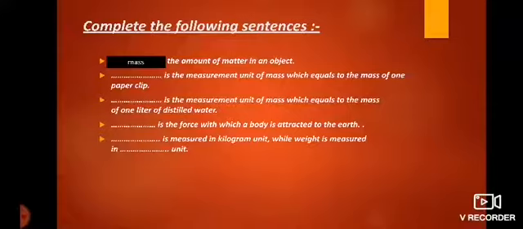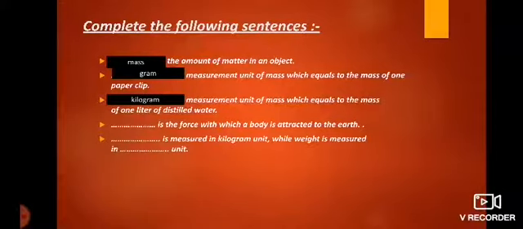Okay, let's complete this sentence. The first: space, the amount of matter in an object. What is the amount of matter? It is the mass. Number 2, it is the measurement unit of mass which equals the mass of 1 paper clip. What is it? It is gram. Number 3, the measurement unit of mass which equals the mass of 1 liter of distilled water. It is the kilogram.